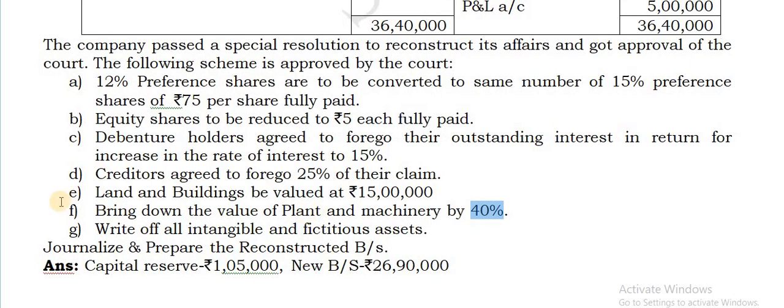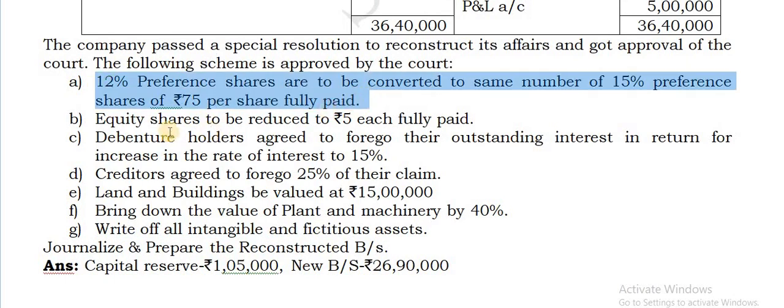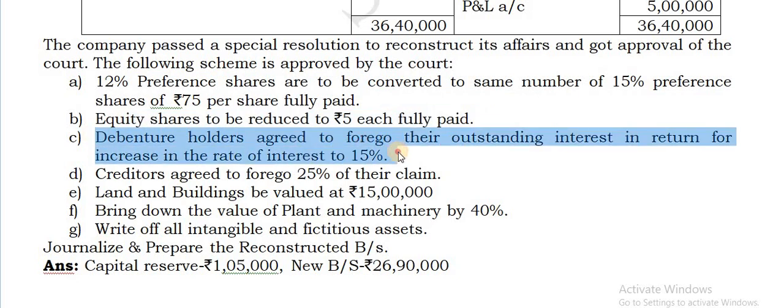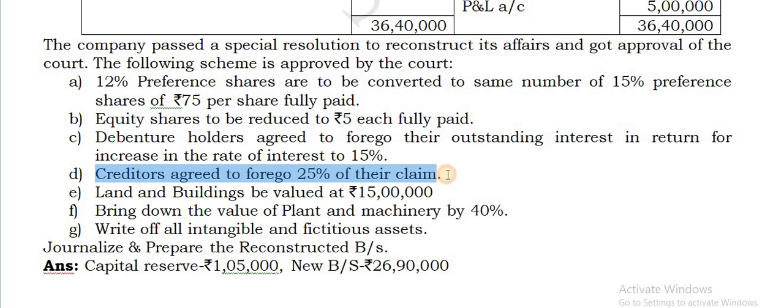Now how many entries in all? This is the last entry. See how many entries you have to pass for this one entry: this is the second entry, third and fourth also come in this. So 4 entries, this is entry number 5, this is entry number 6, and for all this the last entry is number 7. Totally 7 entries you will be getting. In the last entry there is a difference: capital reserve 1,05,000 comes. Then the balance sheet total will be 26,90,000. So you have to do it by yourself.